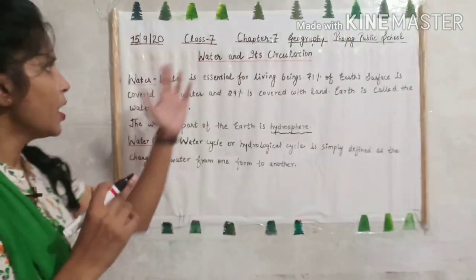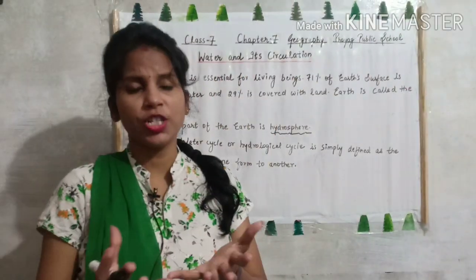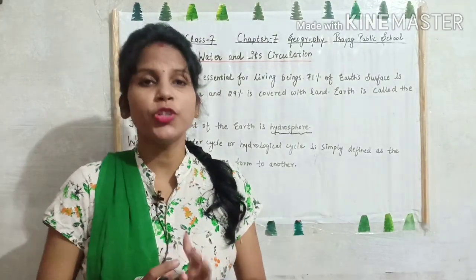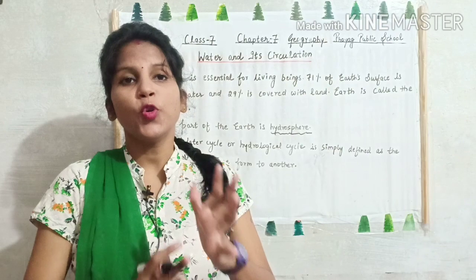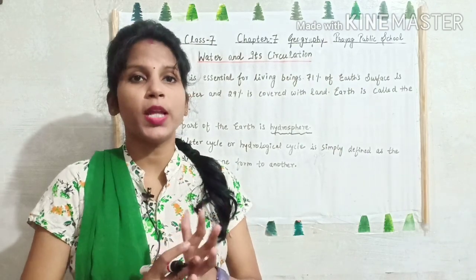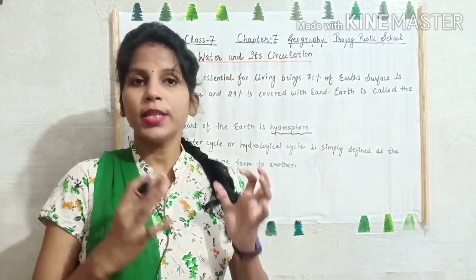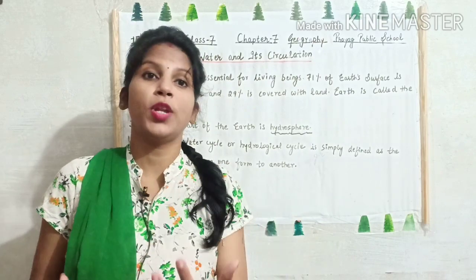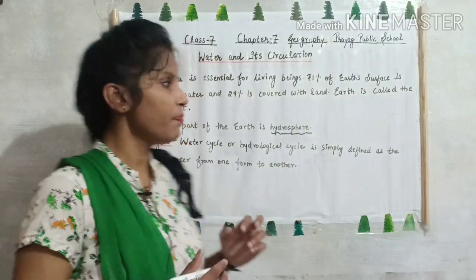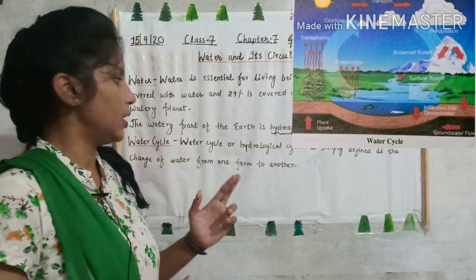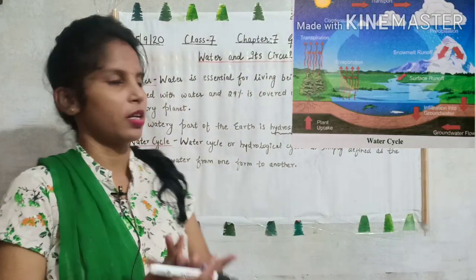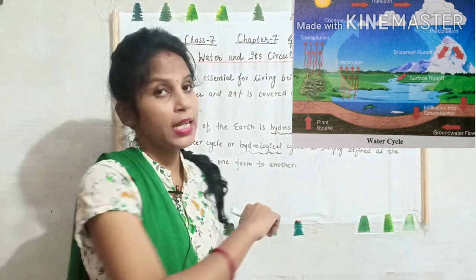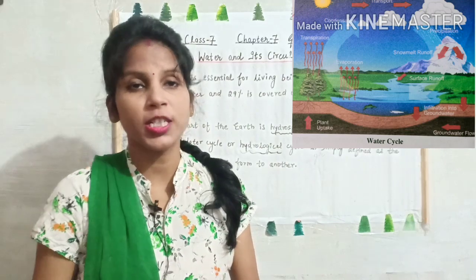Then what do you mean by the word circulation? Circulation means to circulate, to move around. We know that water circulates through the water cycle. So in this chapter we are going to study water and its circulation in detail. The water cycle, or the cycle of water, is also called the hydrological cycle.